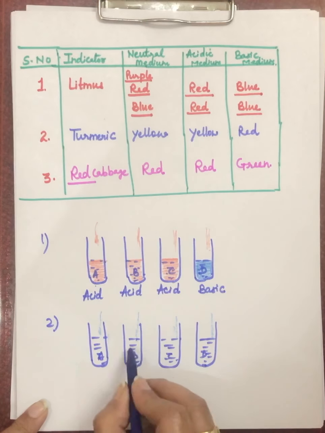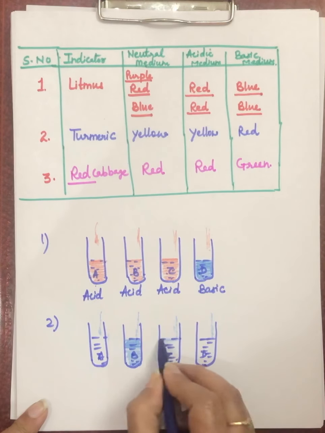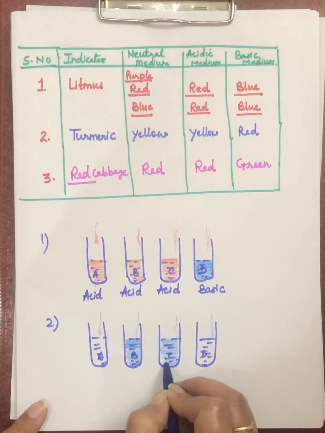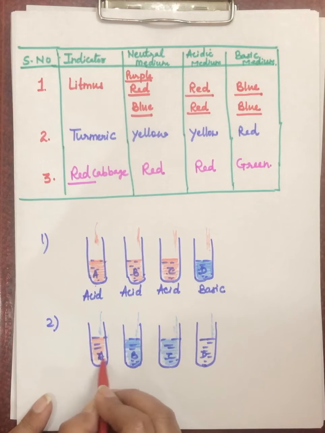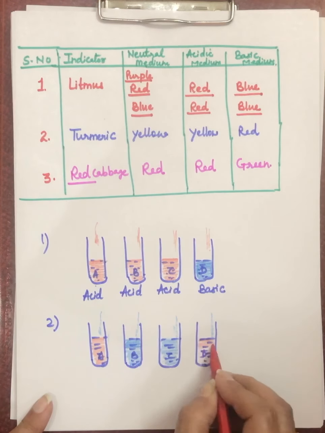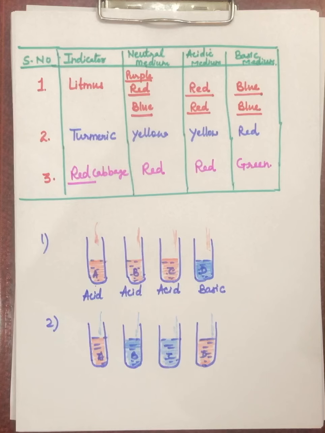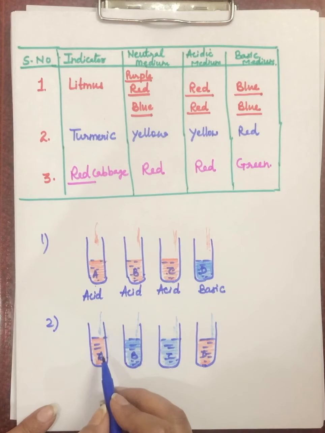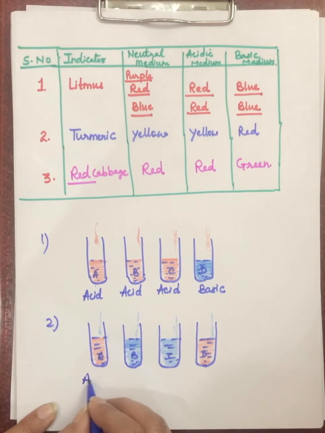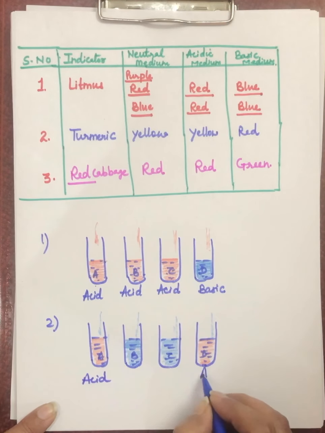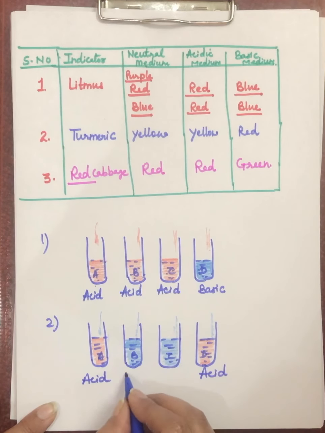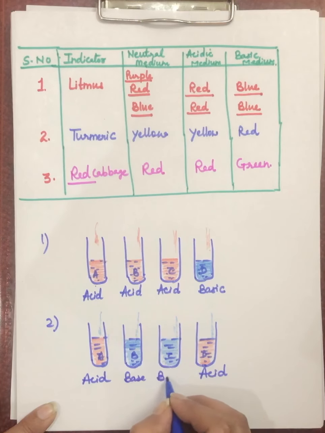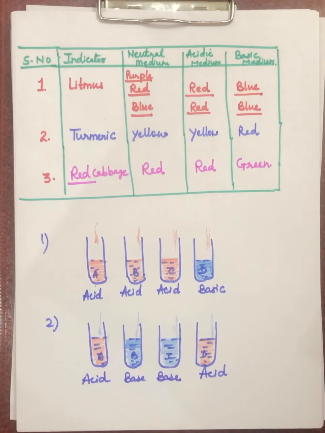Suppose in this test tube the blue color will remain blue only. In this also, blue remains blue only. While in A and B, this has changed to which color? Red color. So what will we infer from this? If the blue litmus changes to red color, that shows that these test tubes have acid in them. And if the blue litmus remains blue in color, that shows that these test tubes have base in them. Like this we have to test it.